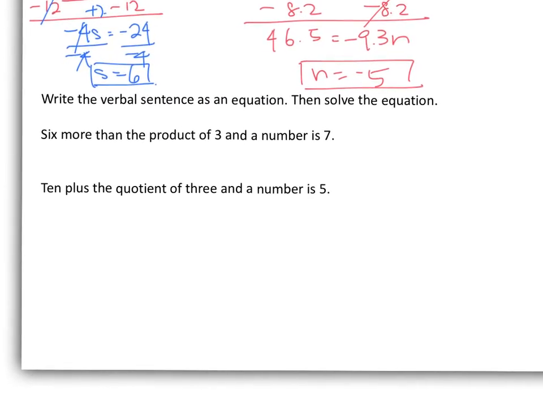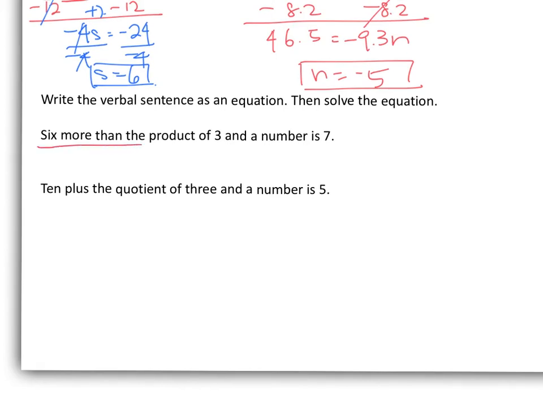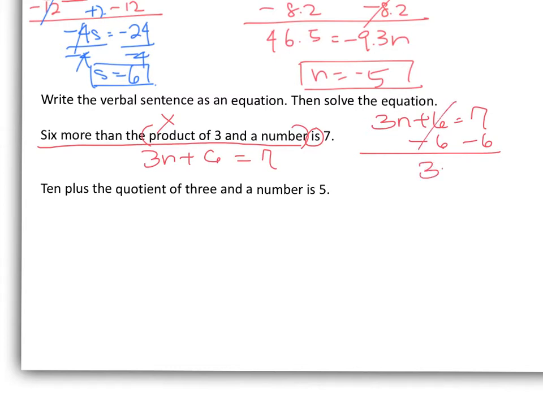Write the verbal sentence as an equation and then solve the equation. 6 more than the product of 3 and a number. So 6 more than the product, which is multiplication, of 3 and a number, equals 7. Subtract 6 from both sides. Bring down 3n. 7 minus 6 is 1, and that's 1/3.